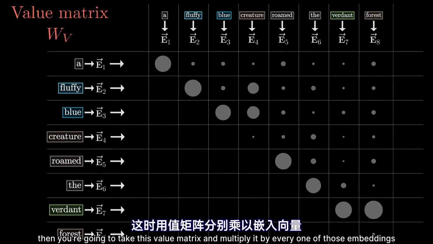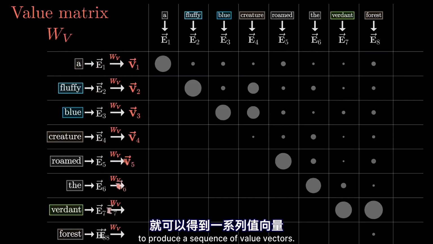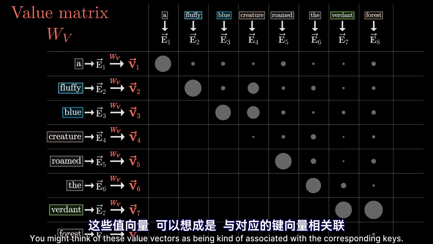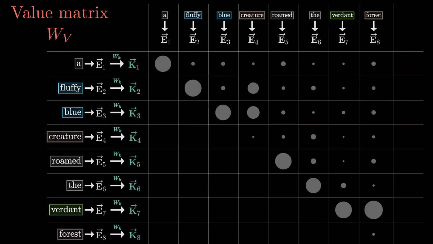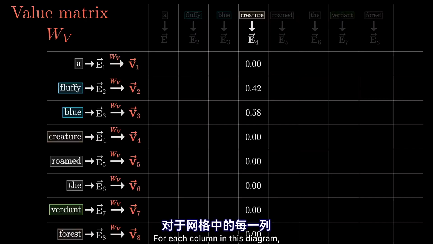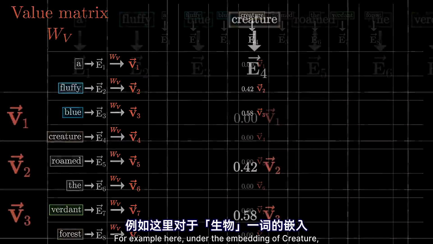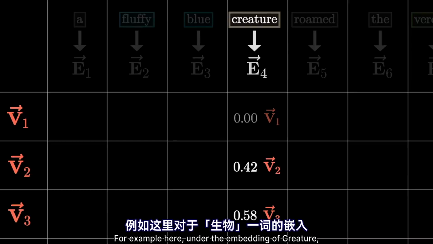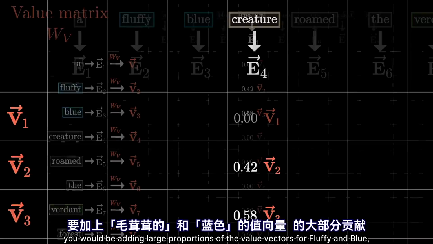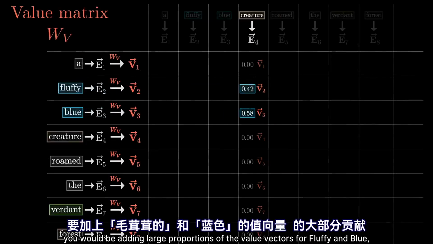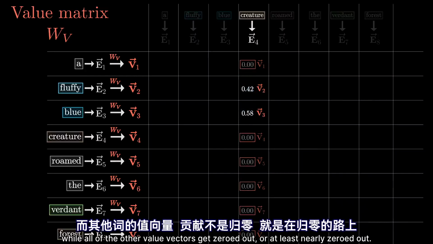Then you're going to take this value matrix and multiply it by every one of those embeddings to produce a sequence of value vectors. You might think of these value vectors as being kind of associated with the corresponding keys. For each column in this diagram, you multiply each of the value vectors by the corresponding weight in that column. For example, here, under the embedding of creature, you would be adding large proportions of the value vectors for fluffy and blue while all of the other value vectors get zeroed out, or at least nearly zeroed out.